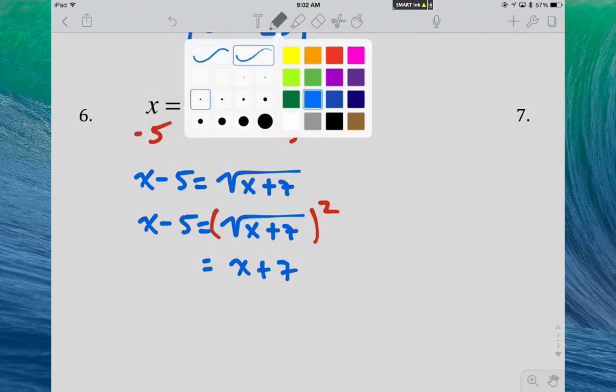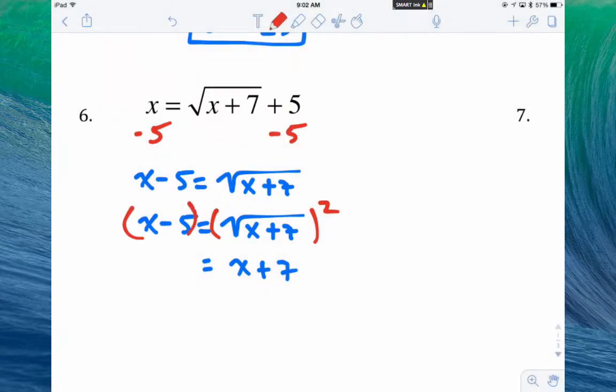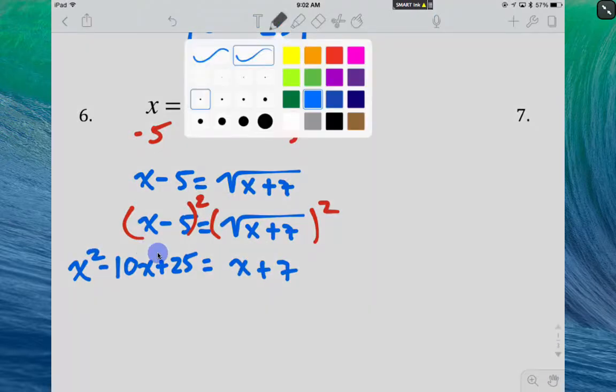And on the left-hand side, we got to do the exact same thing. We got to raise the entire left-hand side of this equation to the second power. What do we get when we square the quantity x minus 5? We get x squared minus 10x plus 25. So we started with a radical equation, and now it has transformed into a polynomial equation, and I hope you remember how to solve polynomial equations.